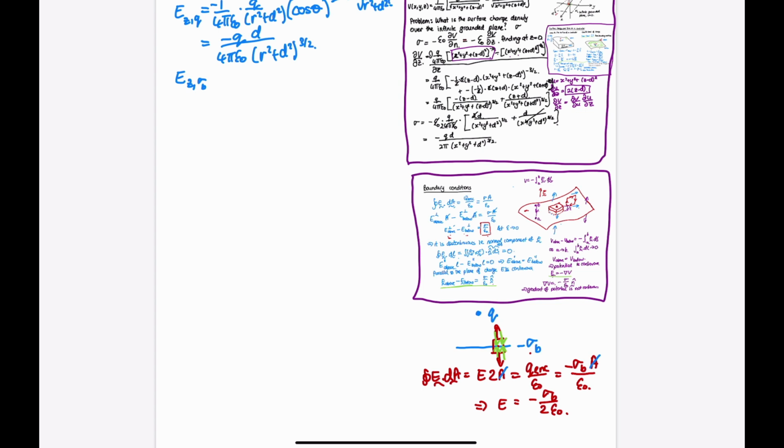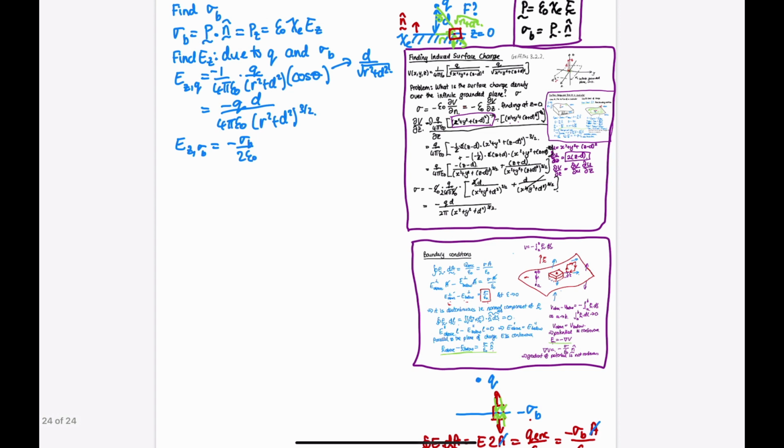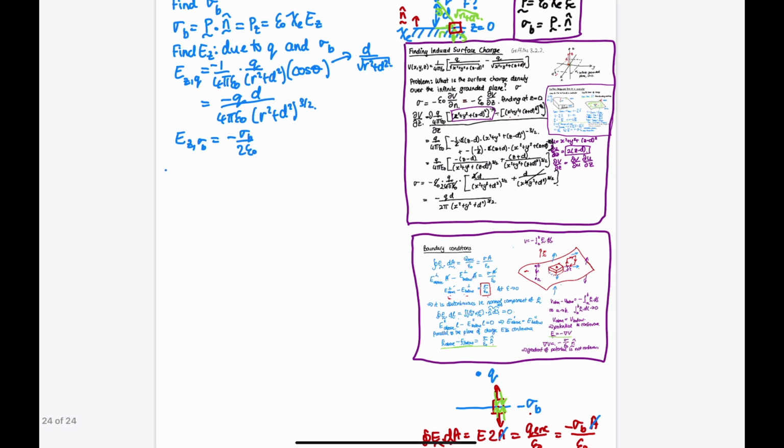Okay, so let's put this in here. This is going to be equal to minus sigma B over 2 epsilon naught. So now I can get my total E in the Z direction, which is just going to be the sum of these two things. So this is going to be equal to minus QD over 4 pi epsilon naught times R squared plus D squared to the 3 on 2, minus sigma B over 2 epsilon naught.